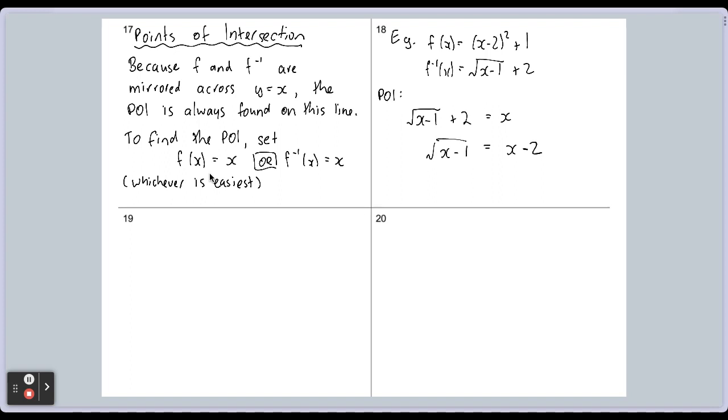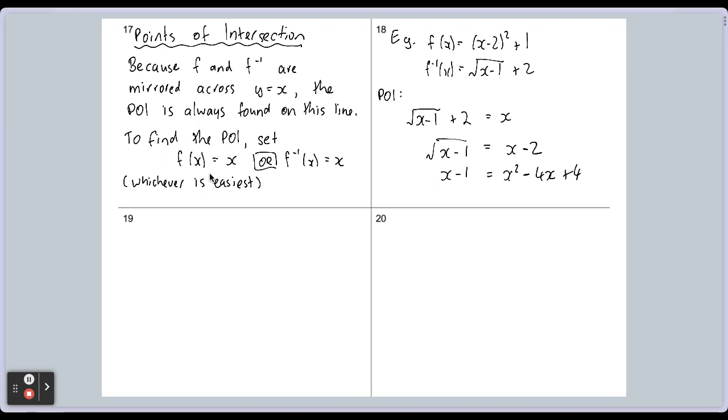So I just took 2 away from both sides. Square both sides to get x minus 1 equals... Now I'm just going to do the expansion rather than do it in 2 steps. So the expansion of x minus 2 all squared is x squared minus 4x plus 4. Okay, that's just x minus 2 all squared, right?